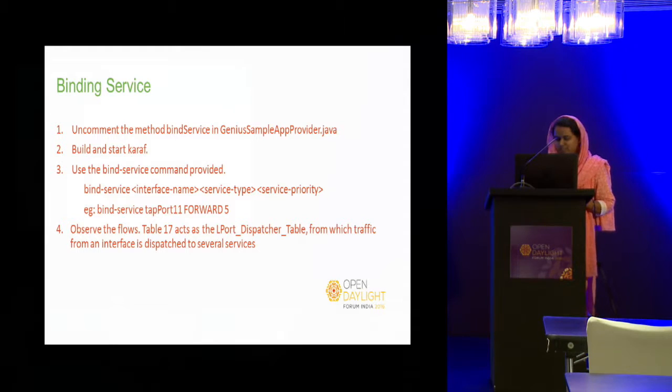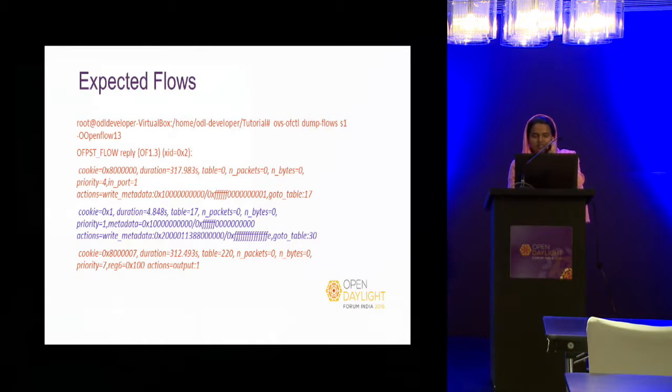Now once this step is done, you will see entries in the ingress L-port dispatcher table like this. So this means in table 17 you will be matching on the L-port tag, that is the interface tag that was created for that interface, and then it says go to table 30. Right now we have hard coded in our code that if it is the forwarding service, the service pipeline starts at table 30. That is why it says go to table 30.